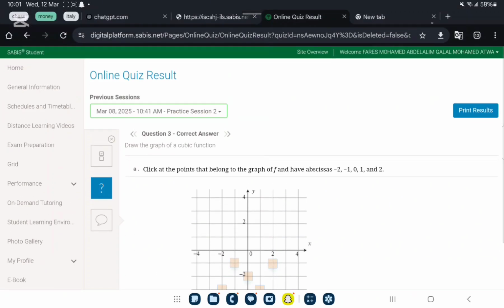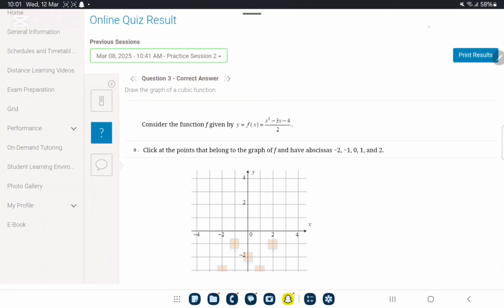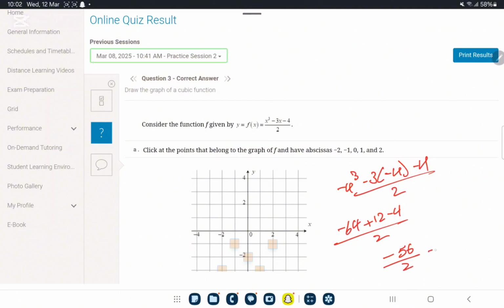And then for the last one, minus 4. So minus 4 cubed minus 3 times minus 4, minus 4, over 2. Minus 4 cubed is minus 64, plus 12, minus 4, over 2. Simplify. Minus 64 plus 8 is minus 56, over 2. You divide by 2, you get minus 28.